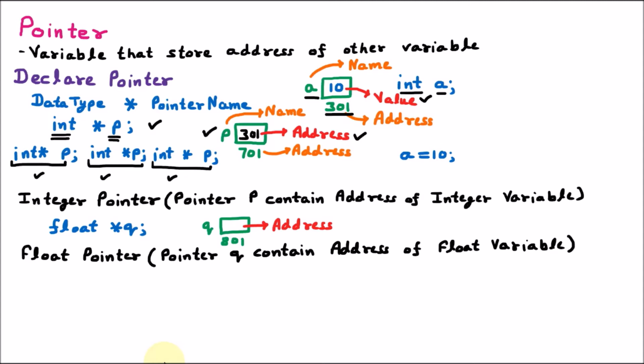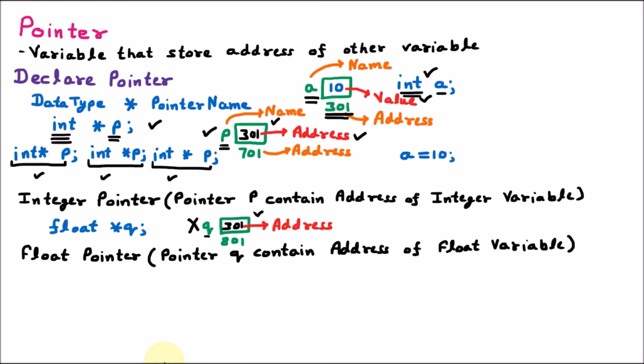Yes. Why can I write this? Because p is the integer pointer. That means this p can contain the address of a variable which is of integer type. Perfect. No problem. But can I write inside this q 301? Here you understand that this is invalid. Why invalid? Because understand that this 301 is the address of a, and a is of integer type.